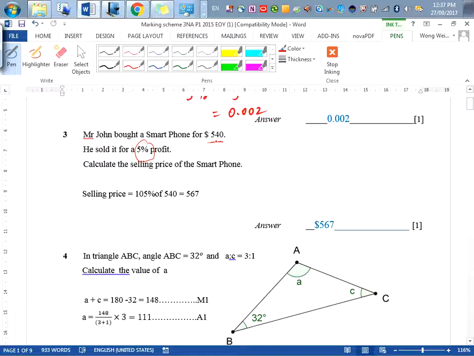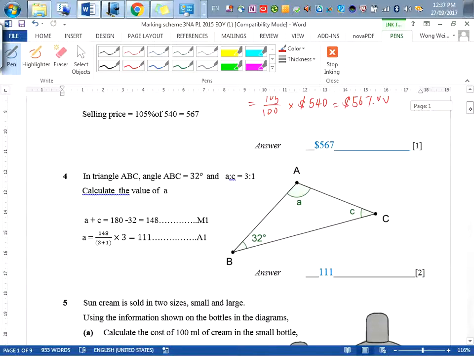Okay? So selling price is equal to 105% of the original price, 540. So this is 105% to decimal, which will be 105 divided by 100 times 540. And you get 567.00. Okay, question 4.